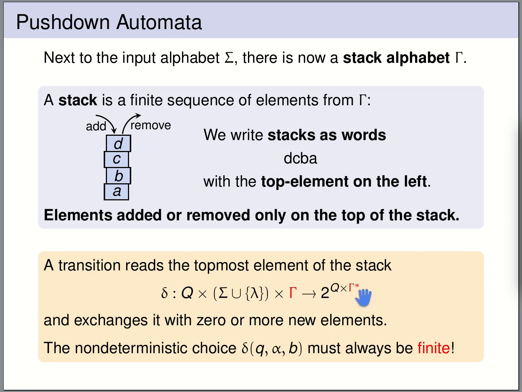This nondeterministic choice, in principle, is the power set of Q times gamma star. This could be an infinite power set, but we don't want this. We are speaking here about finite pushdown automata. So we want that this nondeterministic choice here is always finite. So there's a finite choice of what states to switch to and what words to add back on top of the stack.